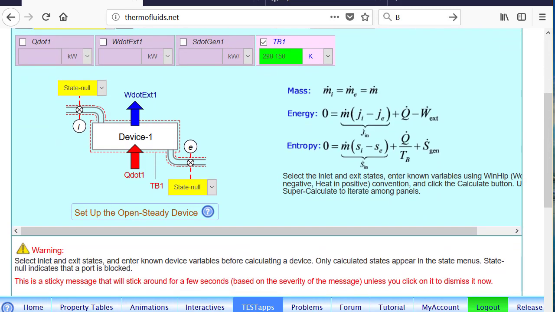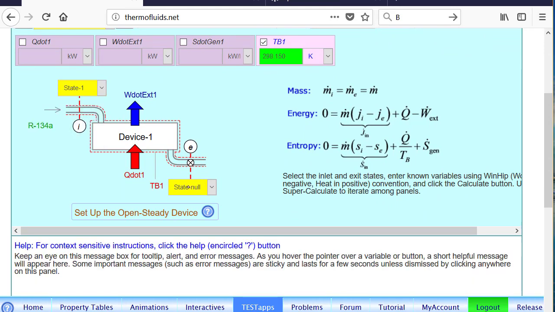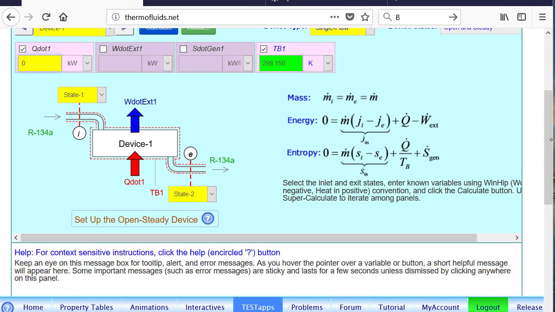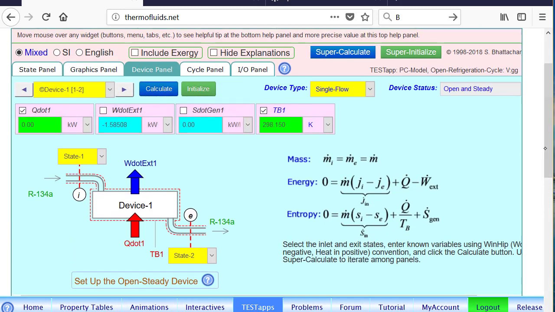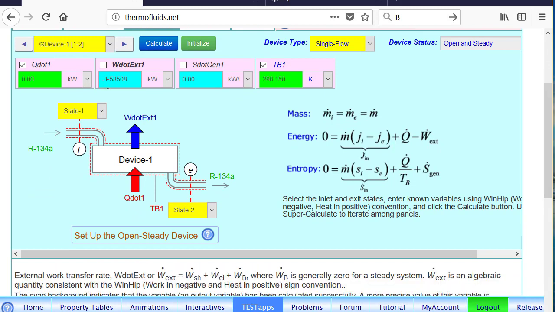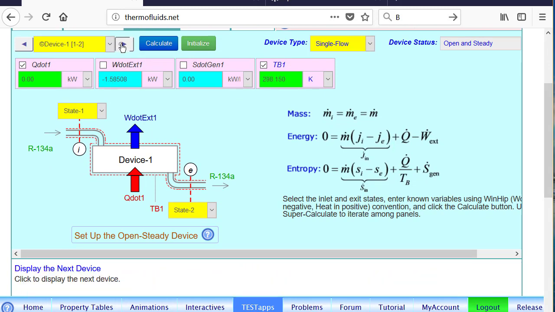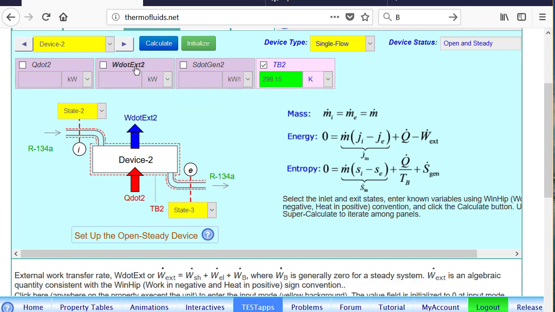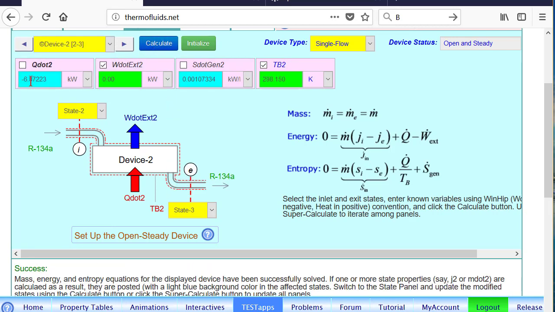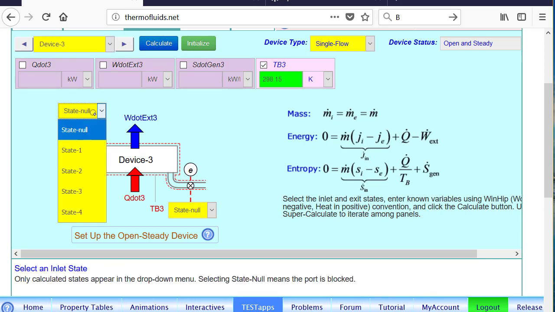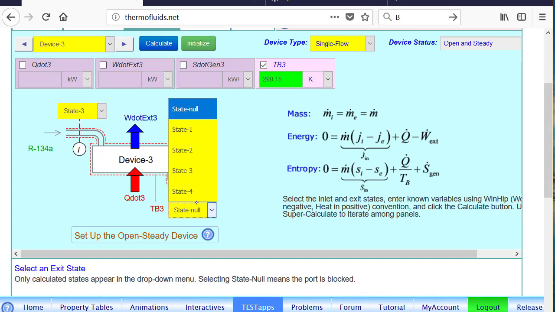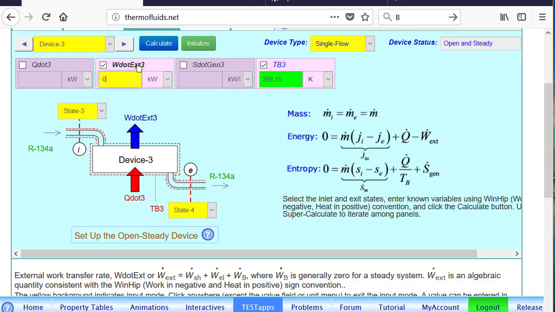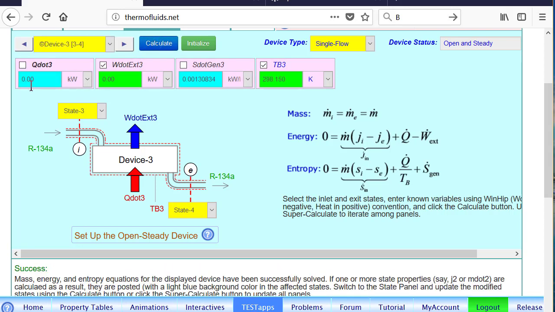Device 1 is our compressor, which operates between 1 and 2. And a compressor is adiabatic. So that calculates the compressor power, negative 1.58 kilowatt. 2 to 3 is our condenser. In the condenser, heat is lost to the atmosphere. 3 to 4, we have an expansion valve. There is no work, and Q dot must turn out to be exactly 0. Okay, so that means we are on the right track.